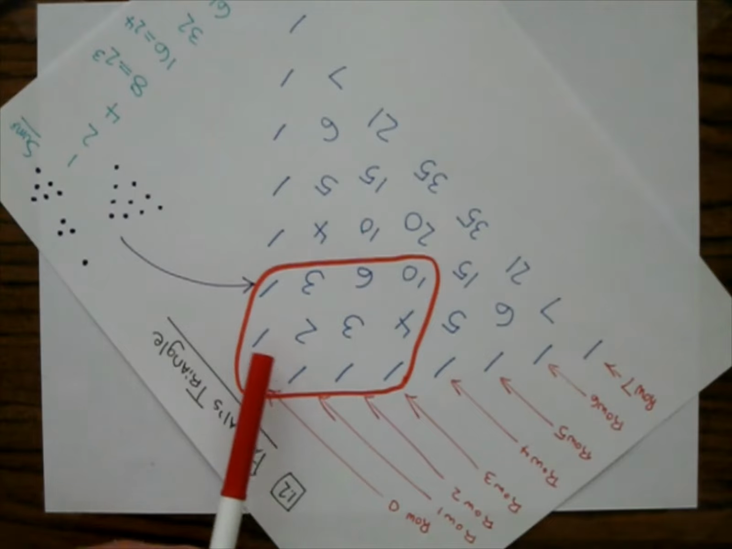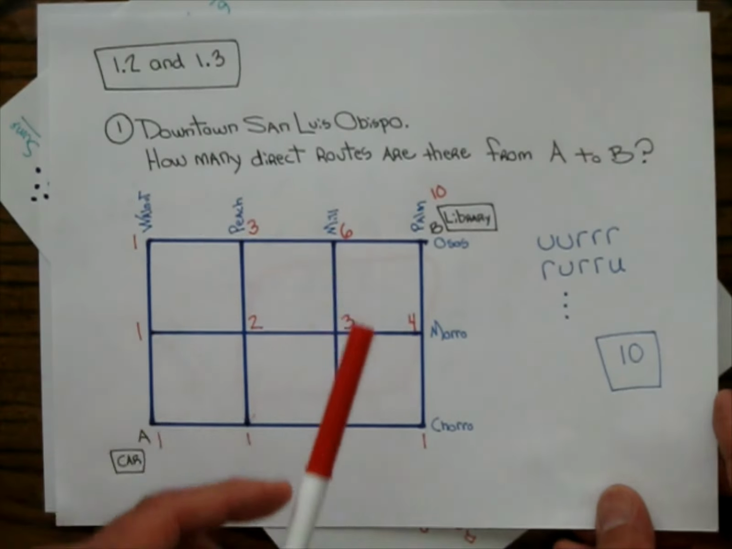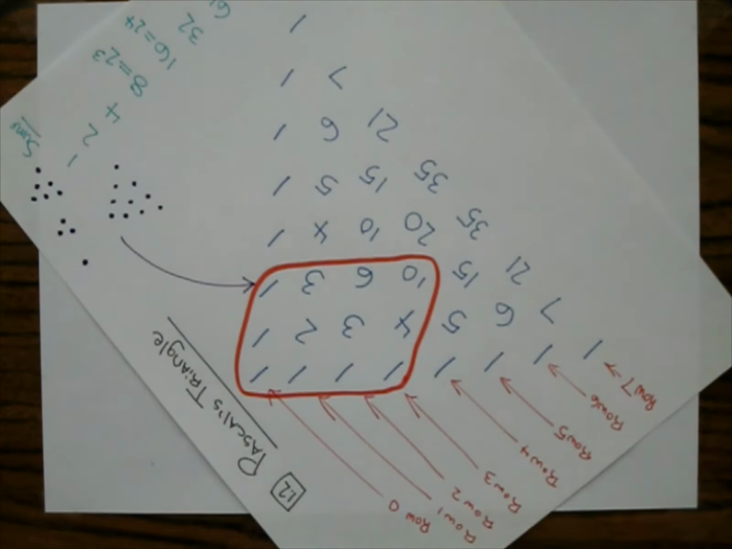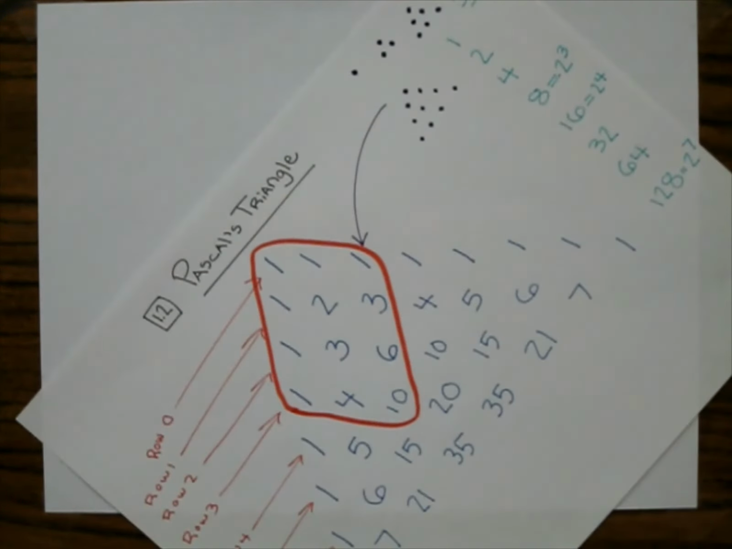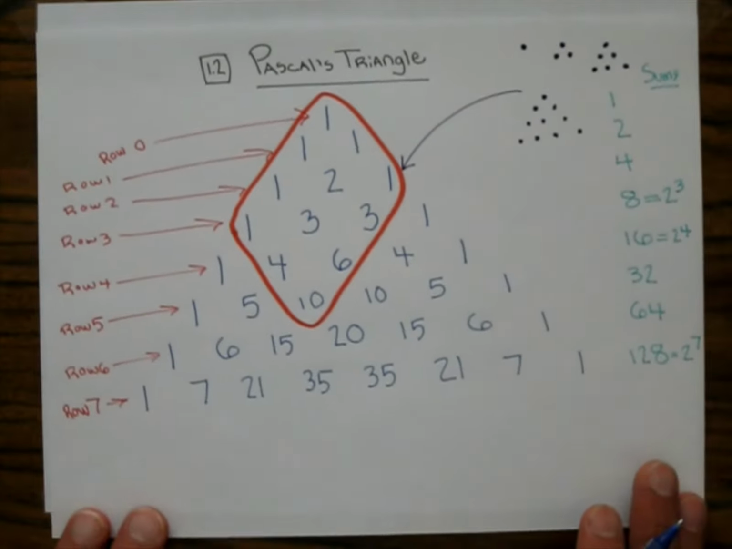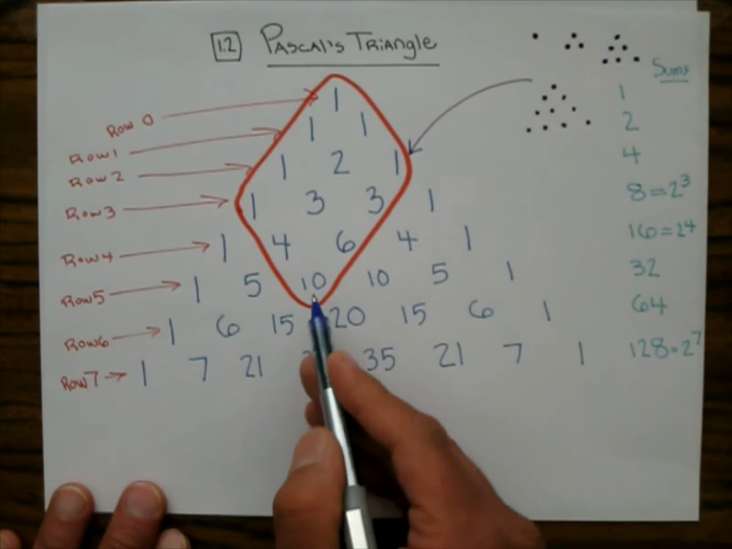Look, there's 1, 1, 1, 2, and look, it's the same numbers that you see in red there. What does this mean? This means that our direct route problems can be done using Pascal's triangle. So let's go back to this. Well, what row? So 10 was our answer.